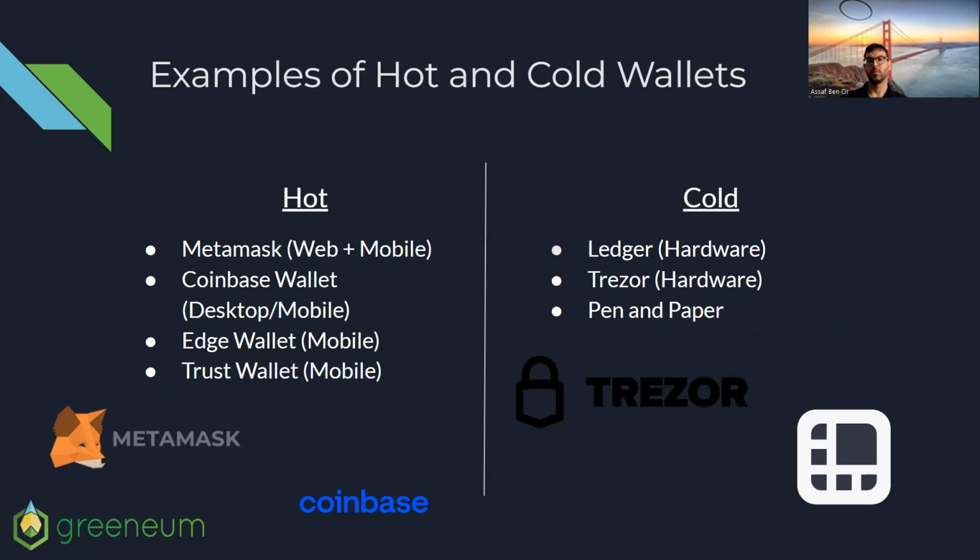But the two most popular hardware wallets are Ledger and Trezor. They look like little USB sticks. And then there's old-fashioned pen and paper. Mm-hmm. Perfect.